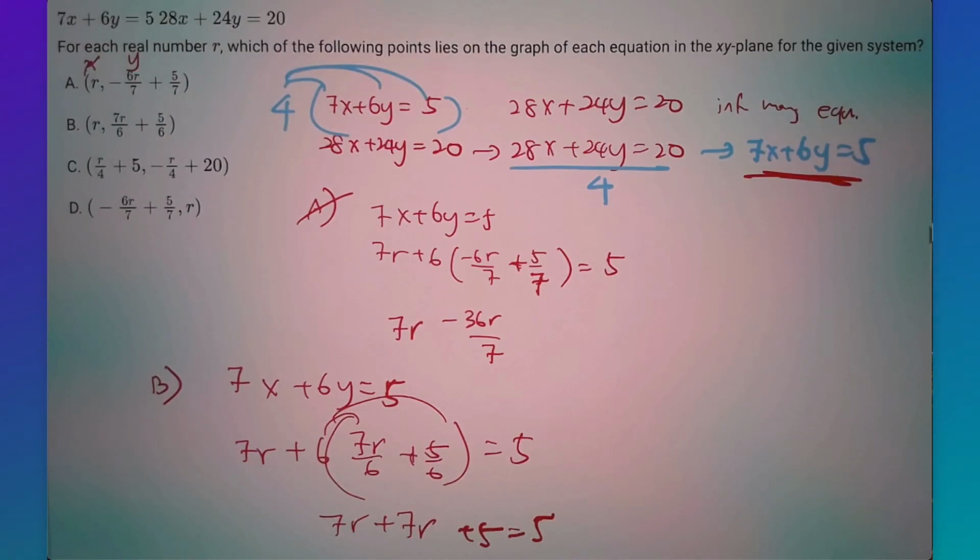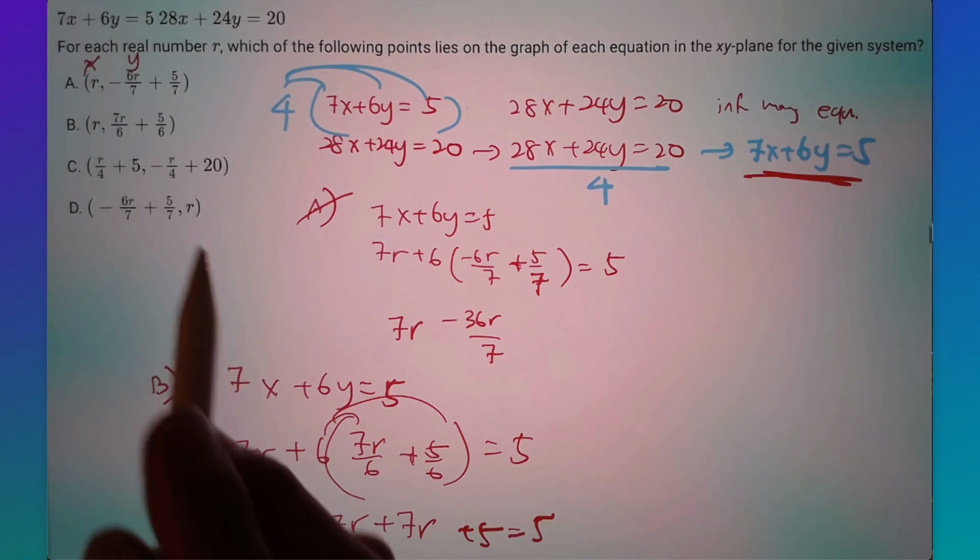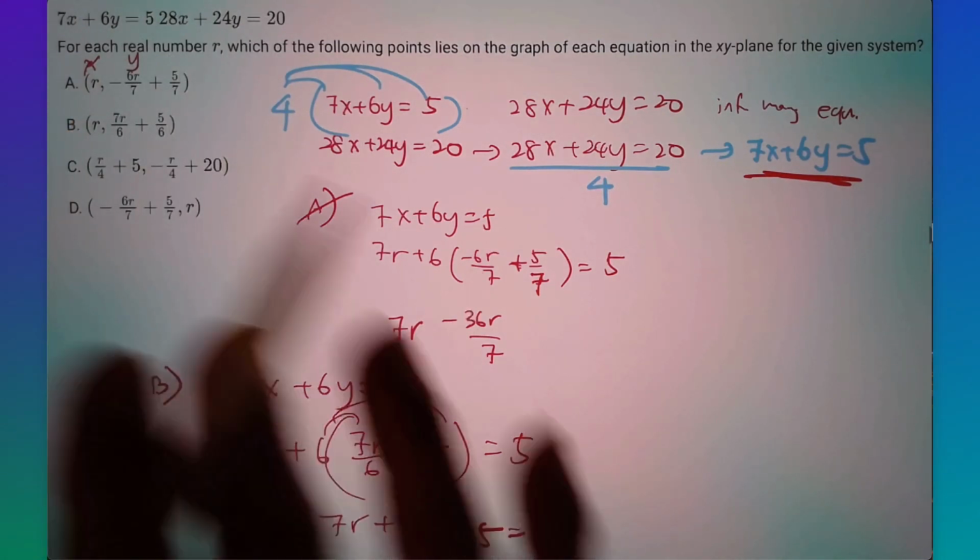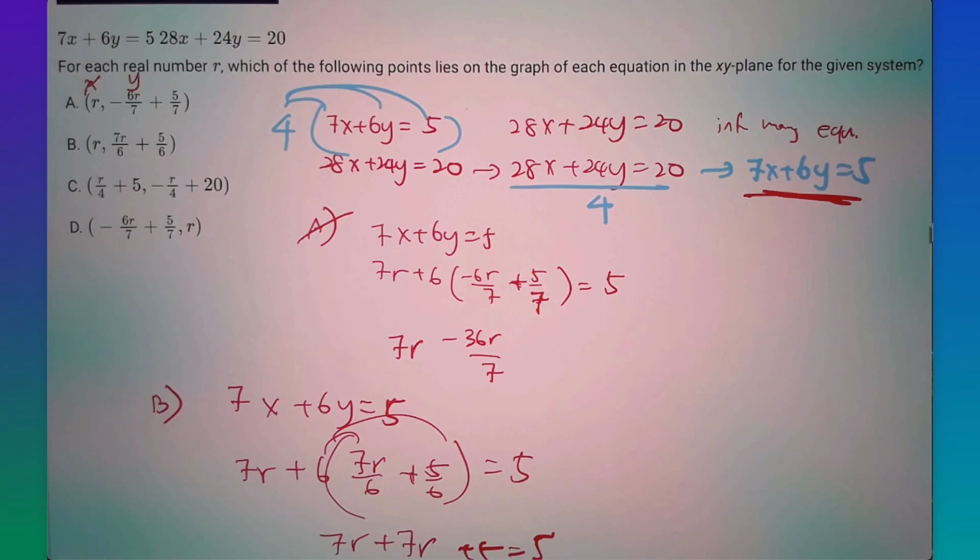But we want to find the condition that for each real r will satisfy both conditions, or that will give us infinitely many solutions. So that's not going to answer this question for each number r. So A is out, B is out.